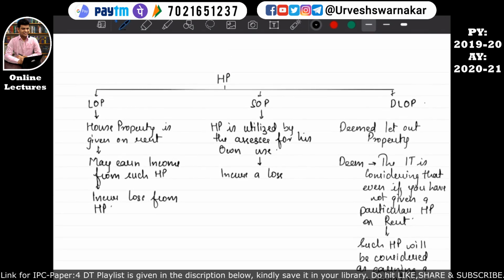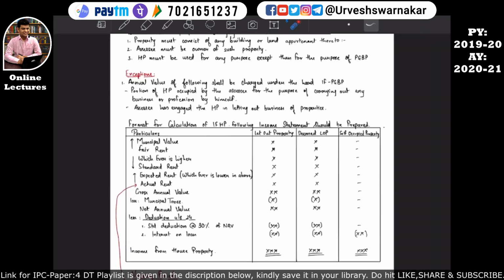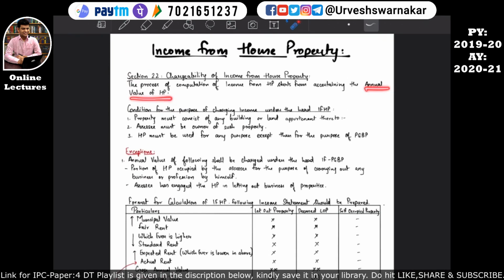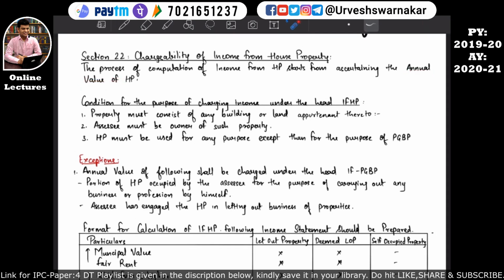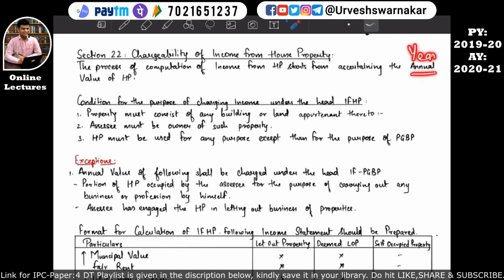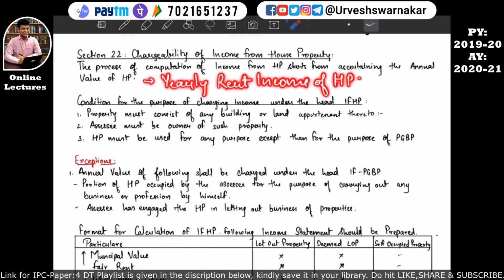So we have studied there are three types of house property: let out house property, self-occupied house property, or deemed let out house property. So now is the time when we need to understand what this word annual value of house property means, so that I can explain you in detail how DLOP came into picture. So let's understand what annual value of house property means. Annual means yearly, and value means over here rent income. So now let's read it completely. Annual value of house property means yearly rent income of house property. I hope this is quite clear to you all.